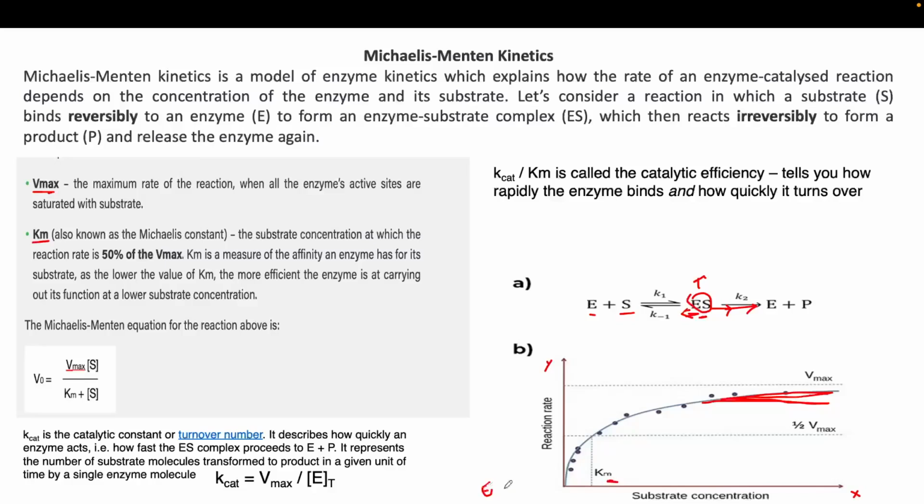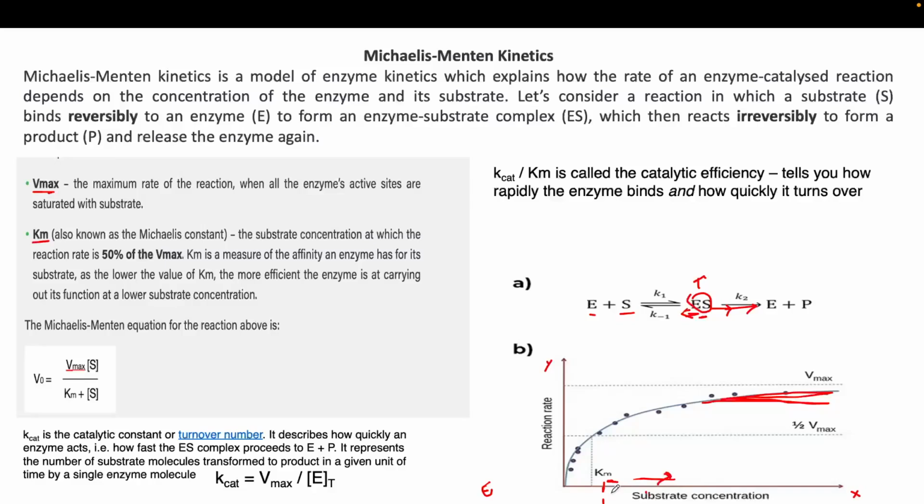Suppose this Km is low, suppose this is 1, and this is 2, increasing in the right direction. If Km is 1, or Km is low, it means at a lower concentration an enzyme can bind perfectly with the substrate. So it suggests that the enzyme has a higher affinity for that particular kind of substrate. That's why it is binding at a very low concentration of the substrate.